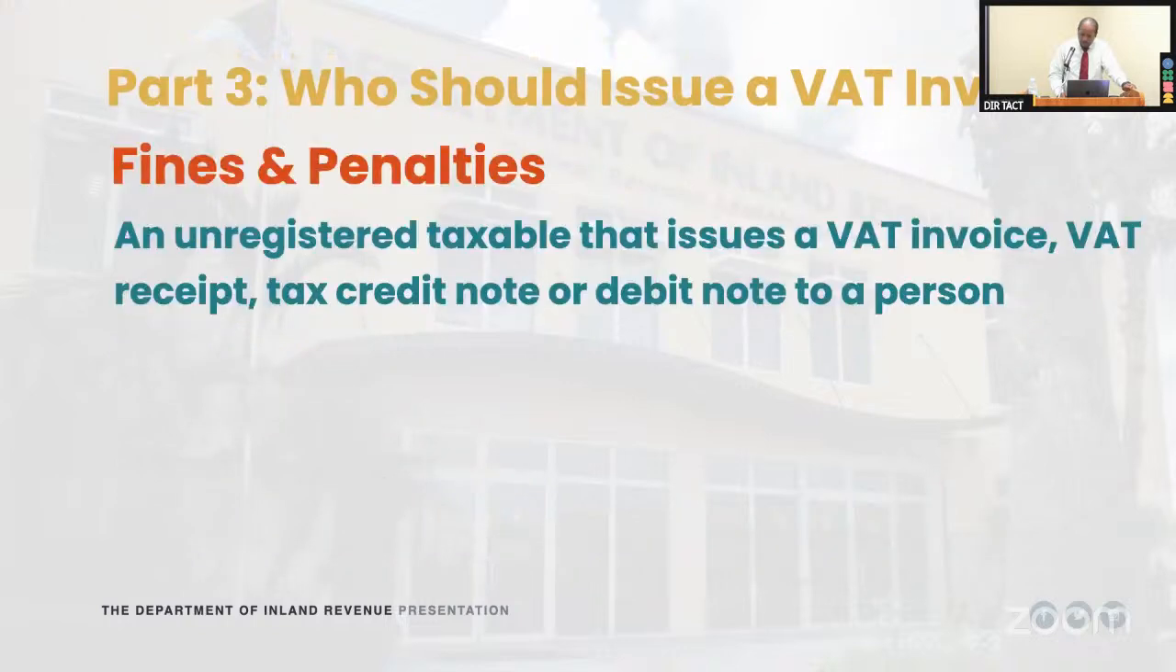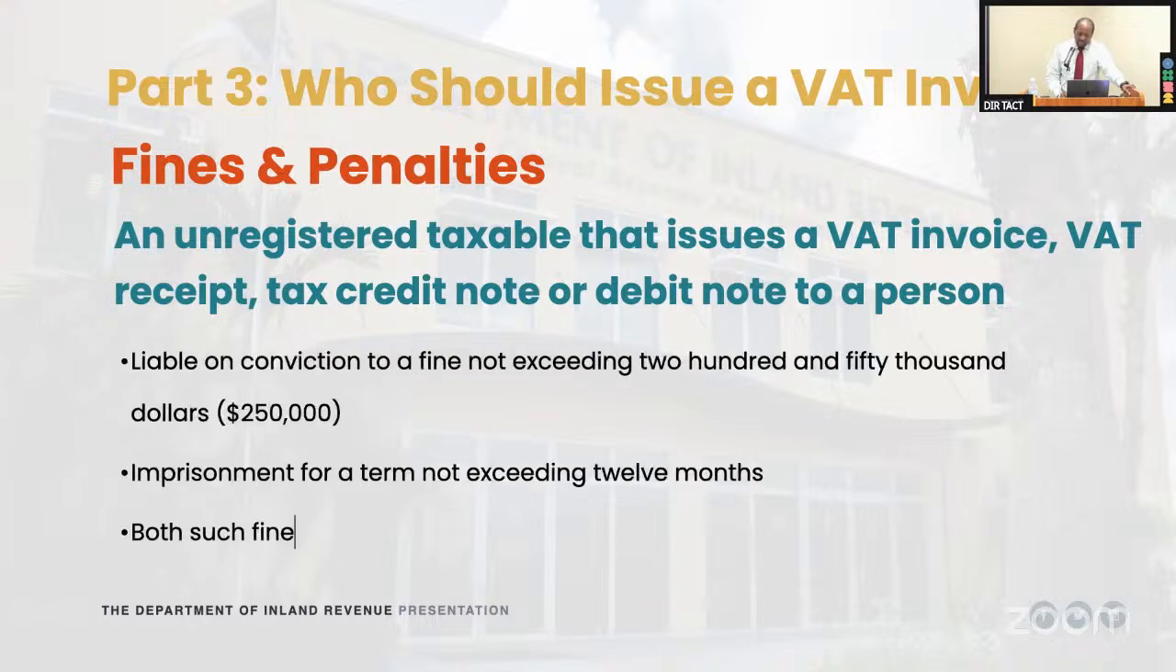So who should issue a VAT invoice? Of course, only those that are registered. And here's another fine and penalty: an unregistered taxable person that issues a VAT invoice. See, it's not now just about having your certificate displayed. If you are unregistered and you are not a VAT registered person and you issue a VAT invoice, tax receipt, tax credit note, or debit note to a person, you are liable for a fine up to $250,000 or imprisonment or both.